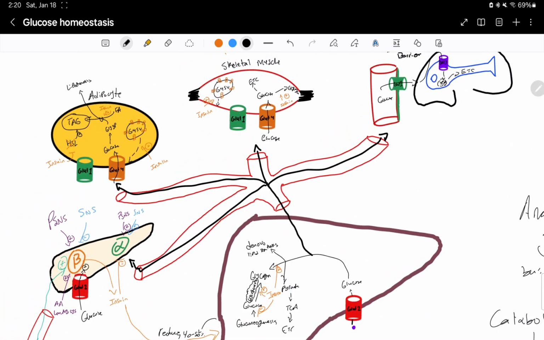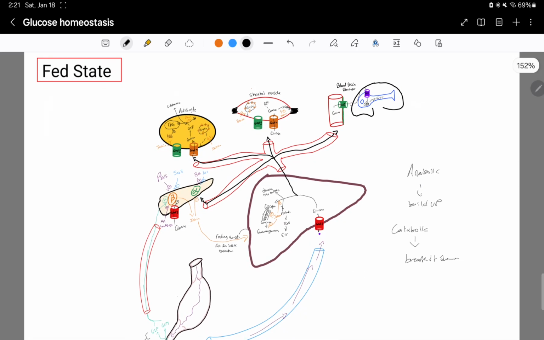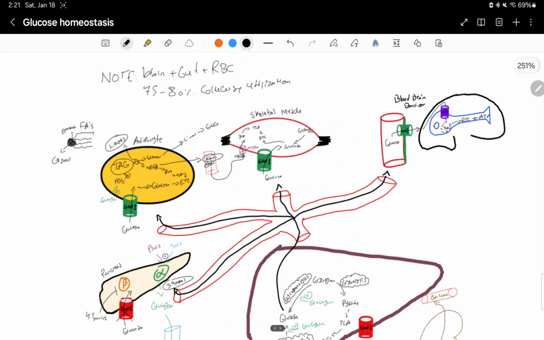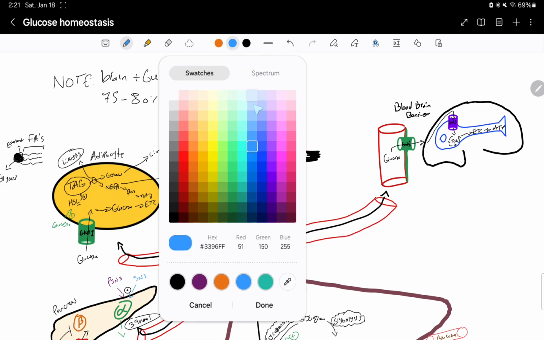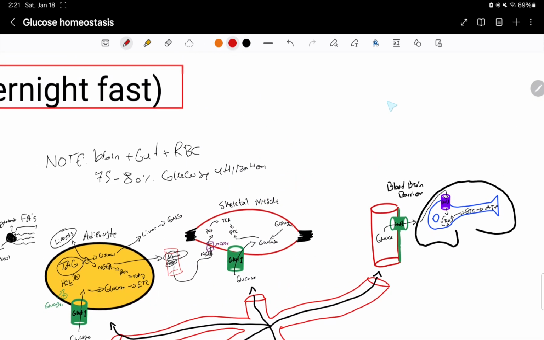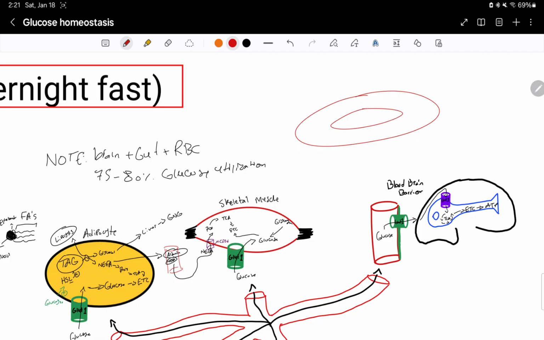Last thing I want to talk about here is that in the last slide we mentioned that the brain, the gut, and the red blood cells do about 75 to 80% of glucose utilization. And very quickly, you might be thinking, why red blood cells? Let me show you a structure of a red blood cell. Here's a red blood cell. Your red blood cell doesn't have a nucleus, meaning it can't go through protein synthesis. Not only that, it doesn't have a mitochondria. So it can't go through the electron transport chain and the Krebs cycle.